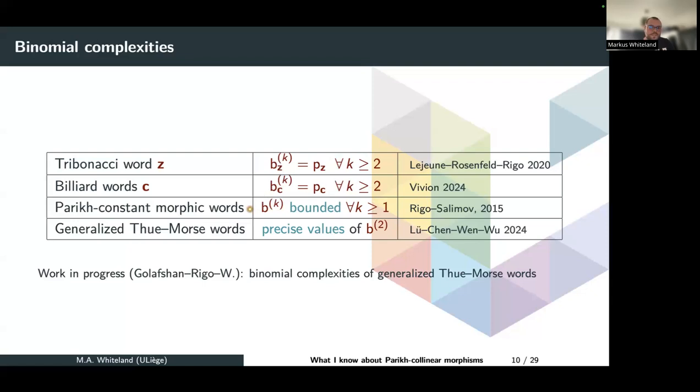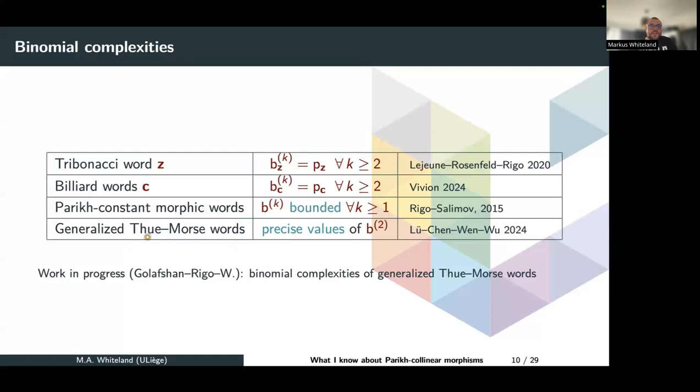For larger families of words, we have the Parikh constant morphic words. So Parikh-collinear morphisms, we require that the Parikh vectors of the images of letters are linearly dependent. Here with Parikh constant, we mean that in fact they are all equal. So think of the Thue-Morse morphism, for example. If you look at a fixed point of a Parikh constant morphism, then you know that it's going to have bounded k binomial complexity functions, where the bound will depend on the k that you're inspecting.